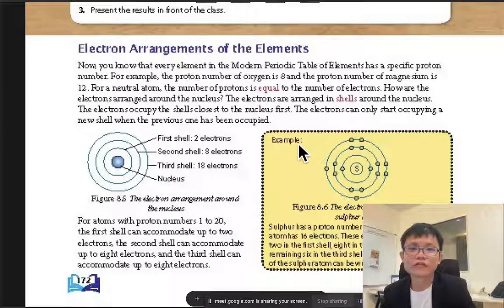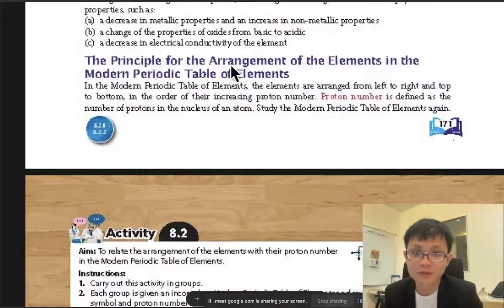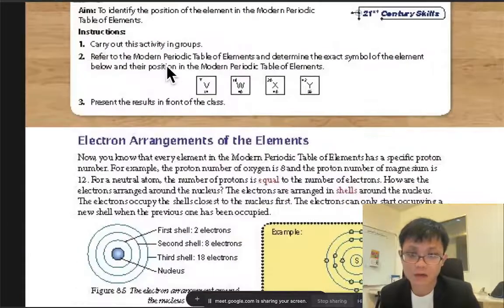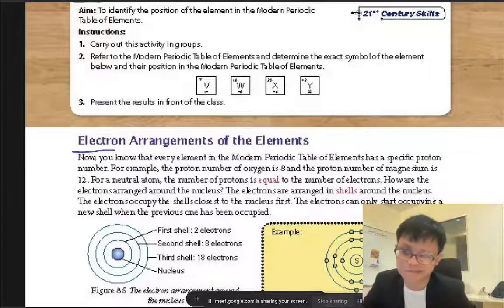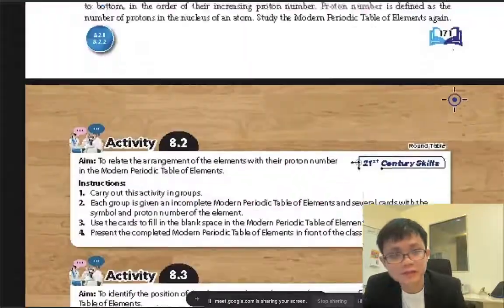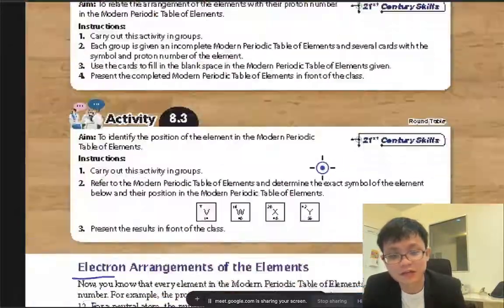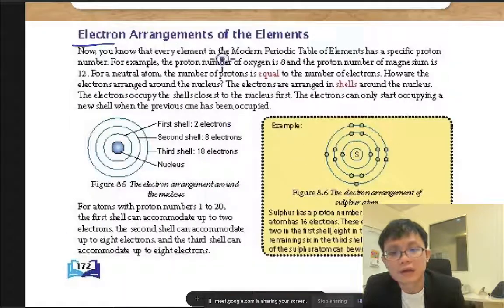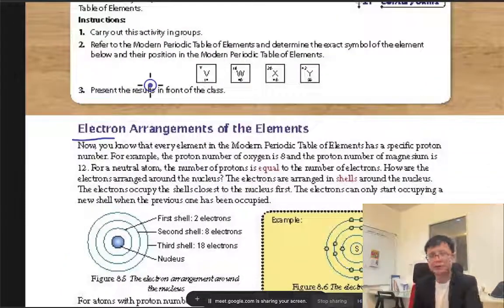Okay, hello students. So today we are going to learn about the principle of electron arrangement, for chapter 8, element and substance. Today we are going to learn about the electron arrangement of an atom. So just now we already learned that atom is the smallest particle.